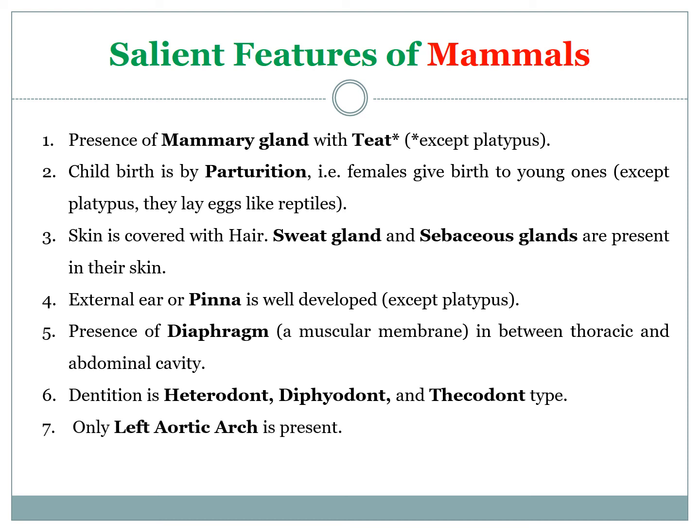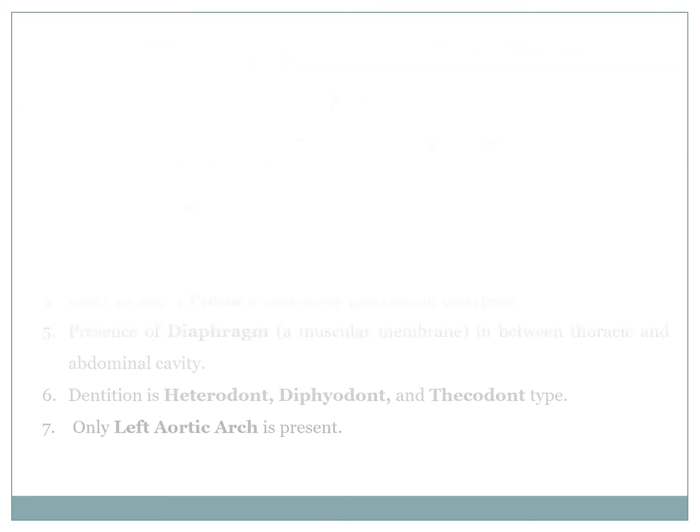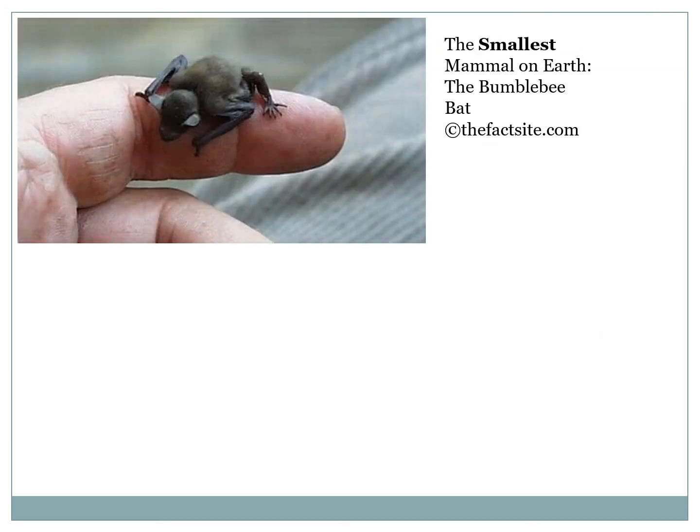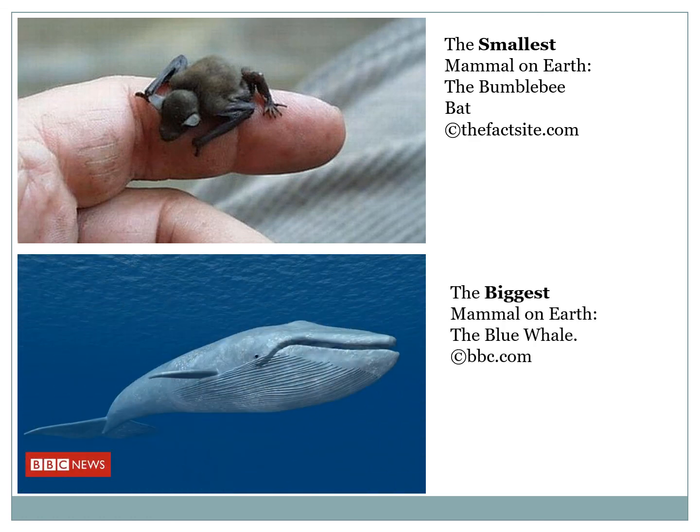Mammals have only the left aortic arch. That means the aorta or the primary artery, after leaving the left ventricle, takes a left turn before reaching the other part of the body. Here are some unique examples. This is the smallest mammal in the world, the bumblebee bat. And this is the largest mammal in the world, not only the largest mammal, the largest animal in the world, the blue whale.